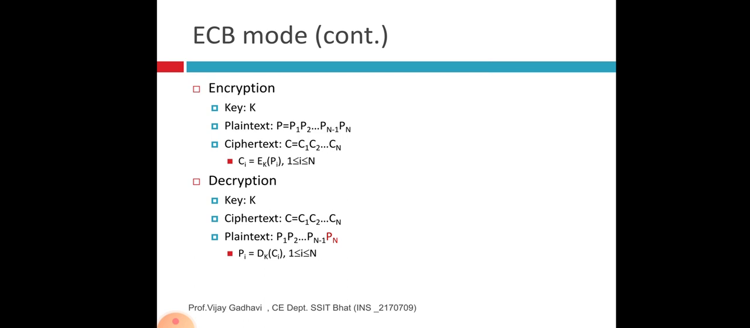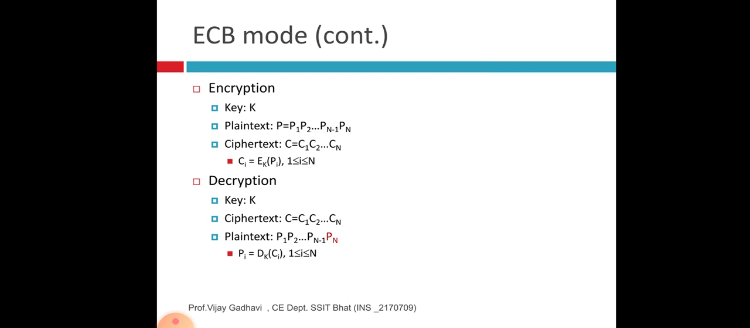ECB mode encryption: key K, plain text P is equal to P1, P2 to Pn minus 1, Pn. Ciphertext C is equal to C1, C2 to Cn. The equation is Ci is equal to Ek(Pi), P for plain text, where 1 is less than or equal to i, and i is less than or equal to n.